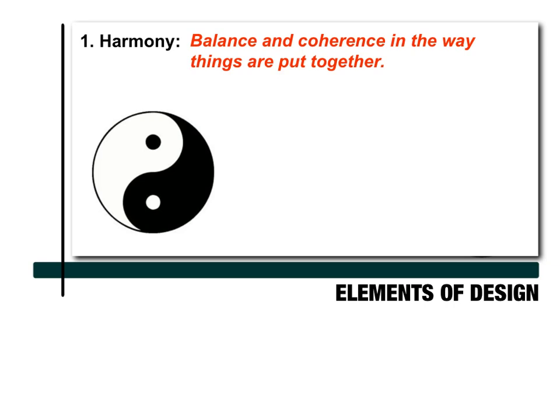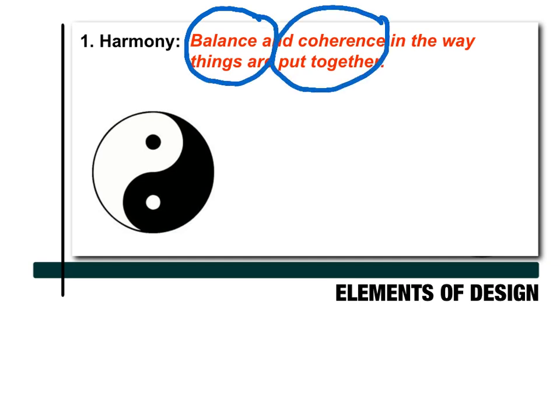So balance and coherence. We look at balance. We look at the weight of the heavy portions are equally balanced. We look at the weight of the thin portions are equally balanced. And there's coherence in the way they're put together. There's harmony between the way they coexist. And this is an important thing to think about, even with a simple title on a video slide. So harmony, balance, coherence. These are some key terms that I want you to understand. Balance and coherence. That's what makes up harmony.